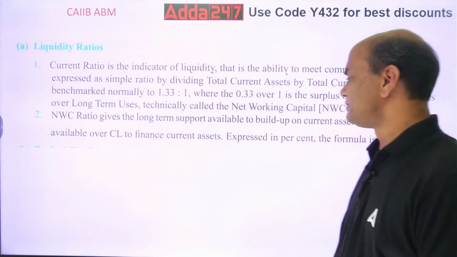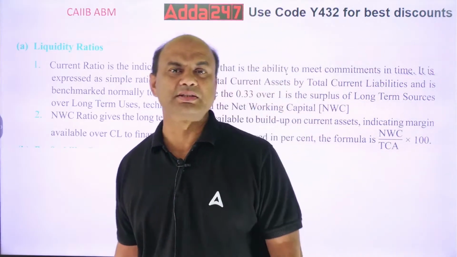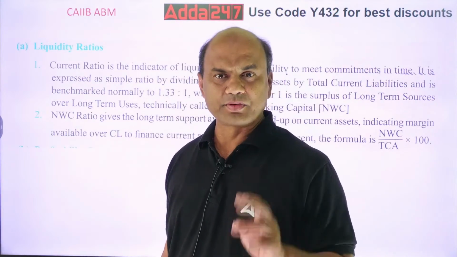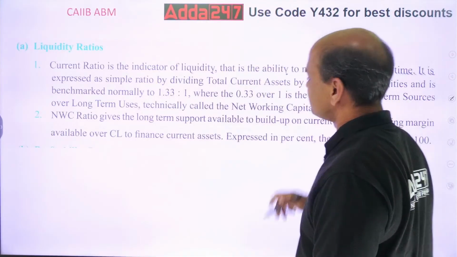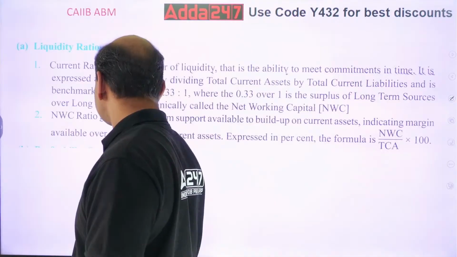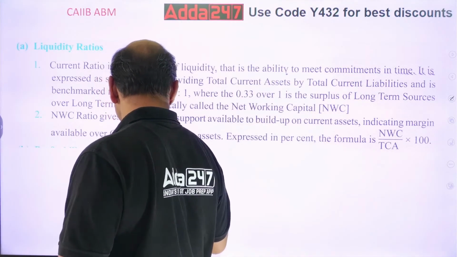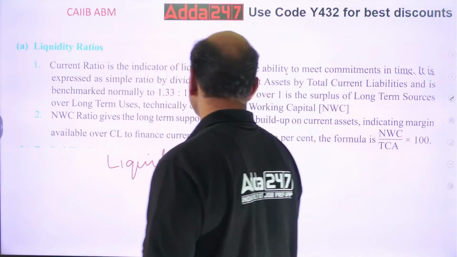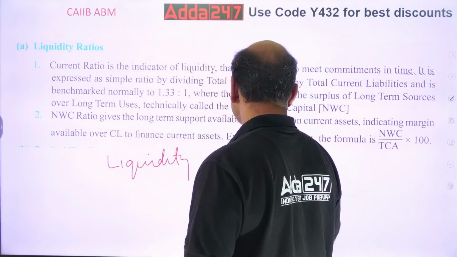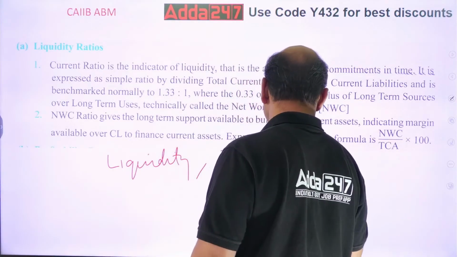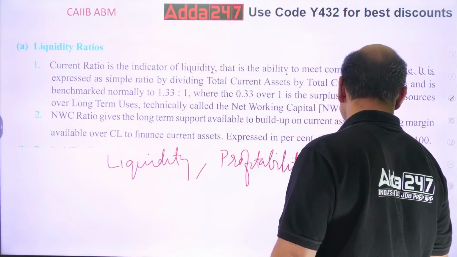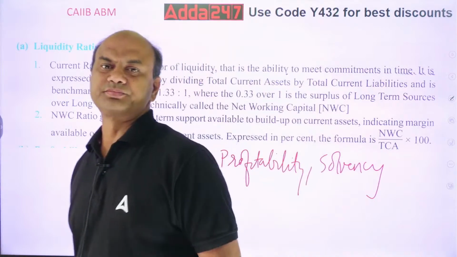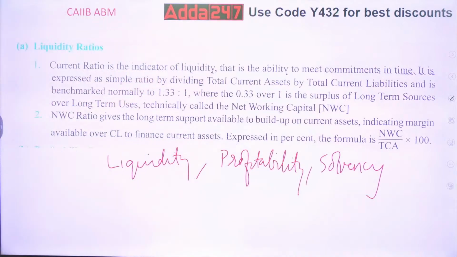Liquidity ratios. Firstly, remember that in ratio analysis there are three types of ratios. Number one, liquidity. Number two, profitability. And number three, solvency ratios. These are the three types of ratios: liquidity, profitability, and solvency. We'll be studying them one by one.